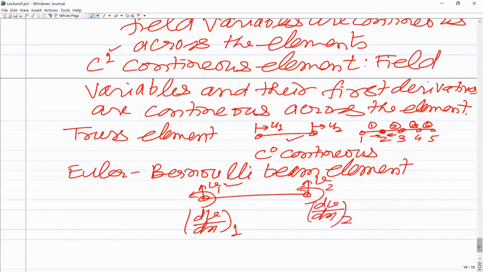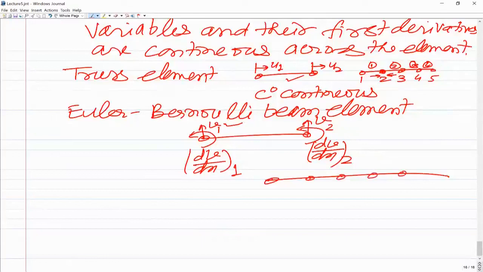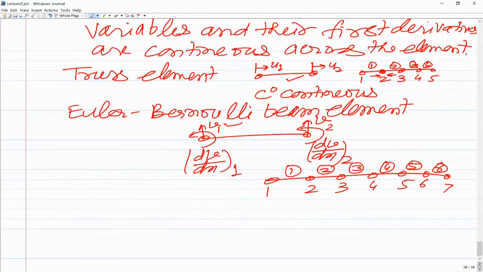So when you look at the assembly of these elements, you have a beam discretized into a number of elements. So 1, 2, 3, 4, 5, 6 and 7, these are the nodes, and the elements are 1, 2, 3, 4, 5, 6. I'm putting the element numbers inside the circles.